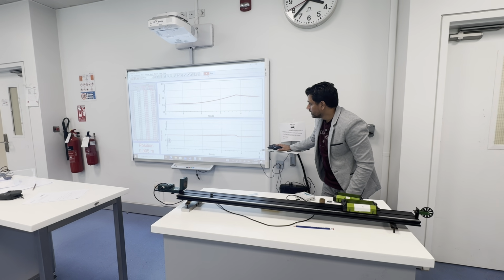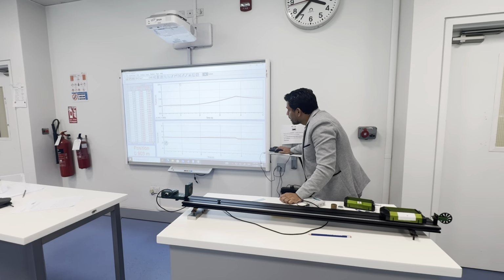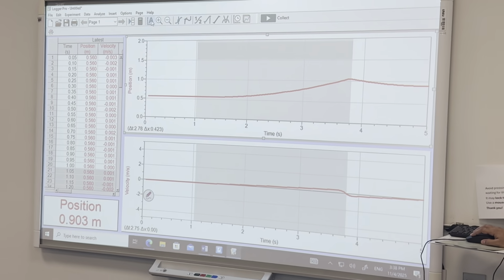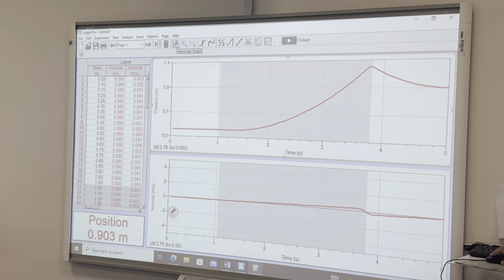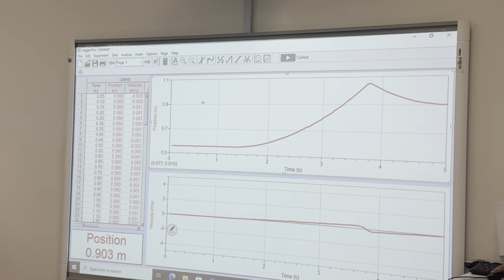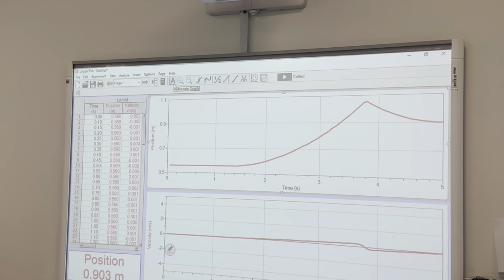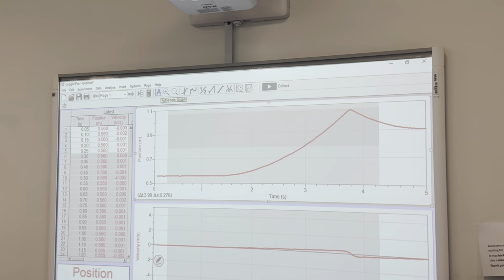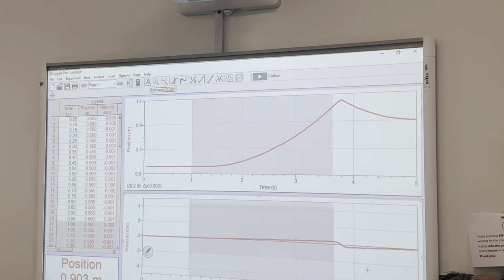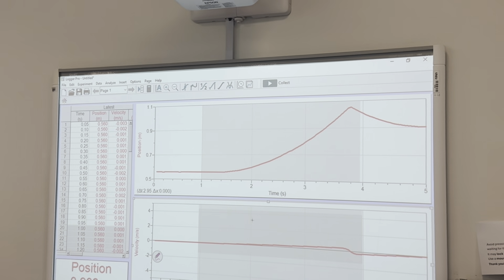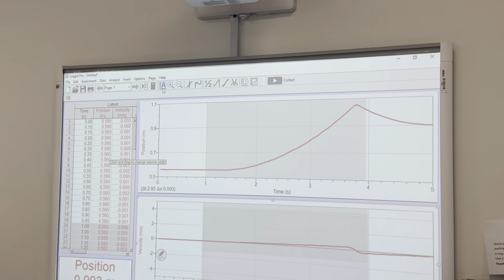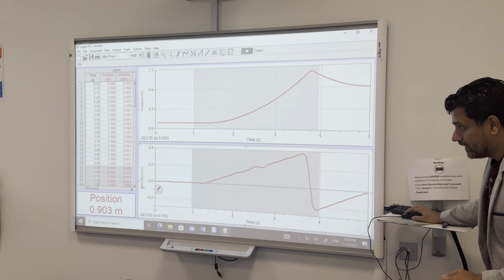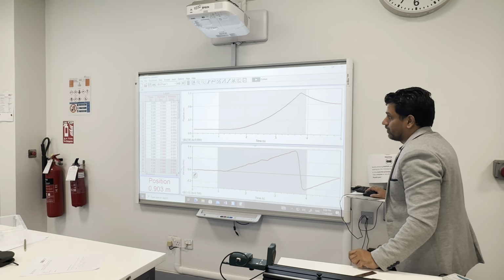See this? So when you see this, you are going to select it and make it auto, all auto scale, and then make it over there and auto. Okay. So now this is your position versus time graph, and this is your velocity versus time graph.